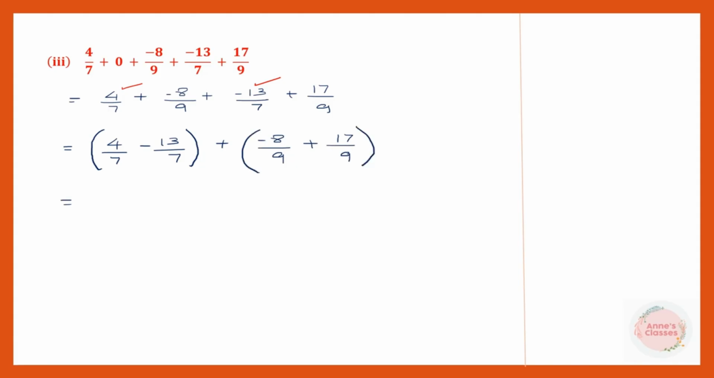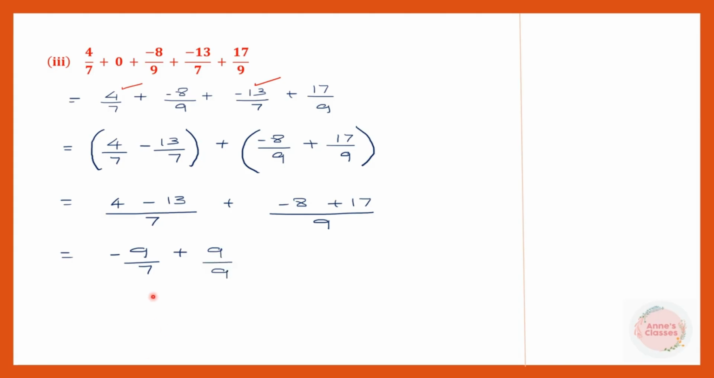Now let's write down the same denominator as the LCM 7, and the numerators also remain the same, 4 minus 13, plus here also 9. So the numerators remain the same, minus 8 plus 17. Now let's simplify. 4 minus 13. The signs are different, so put the sign of the bigger number and subtract. 13 minus 4 is 9. 9 by 7 plus, now here minus 8 plus 17. So this also is 9 by 9.